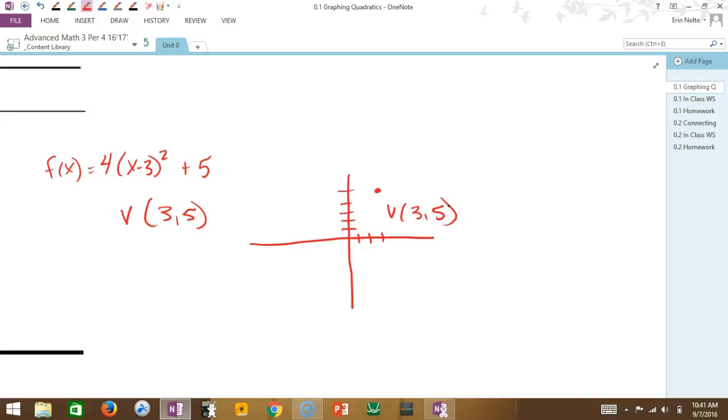Okay, what's a number that would be really nice to plug in? 4. Why 4? It's right next to the vertex, right? We want to be close to the vertex. The further we get away from the vertex, the bigger the number's going to get. So pick a number that's close to your vertex. So 4 is a great number. We can do this mentally. If I plug 4 in, 4 minus 3 is 1 squared, 1. 1 times 4, 4 plus 5 is 9. So we just found the point.